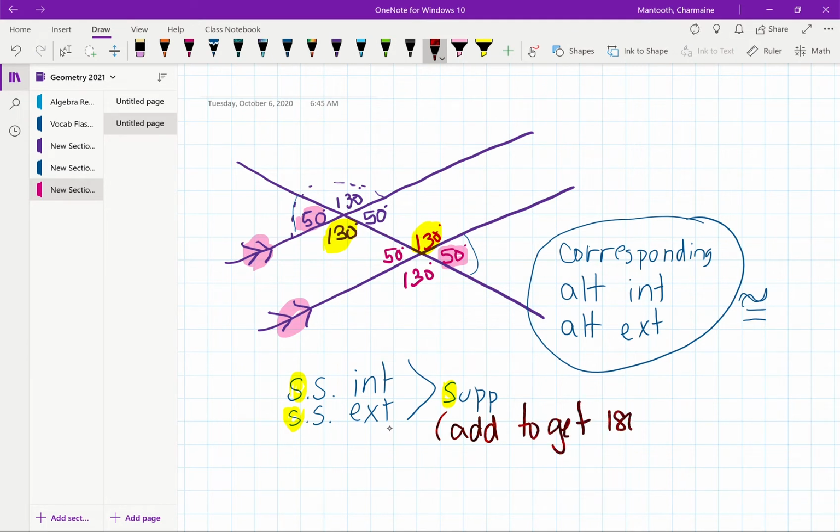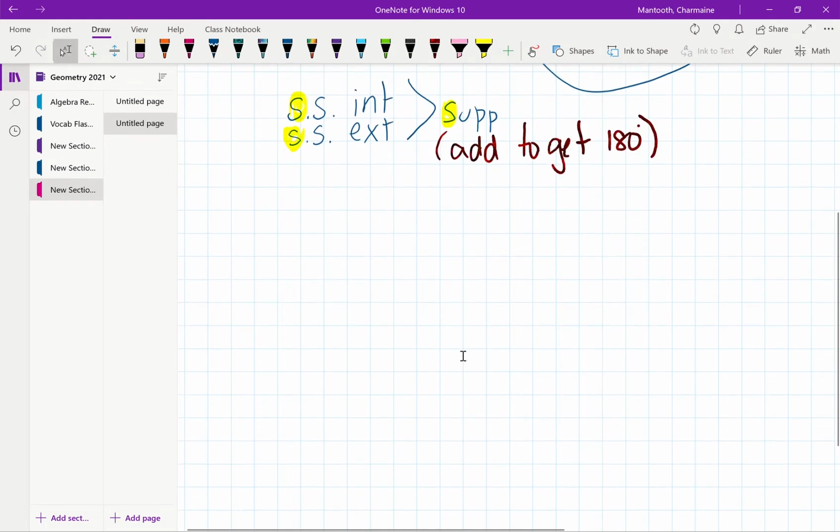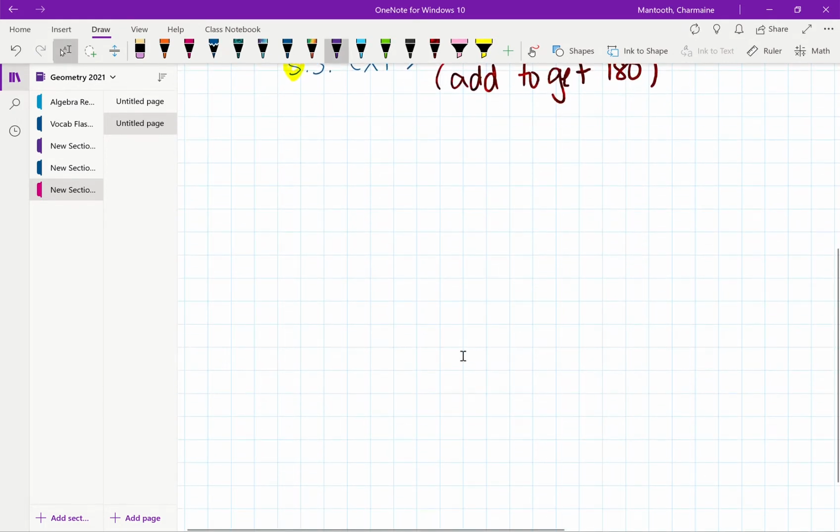Okay, so let's look at a pair of same side exterior angles here. It could be the 50 and the 130. That's a pair of same side exterior angles. Or it could also be these 2 angles, which are also supplementary. So that gives us a way to solve if I have equations or expressions that I need to look at.